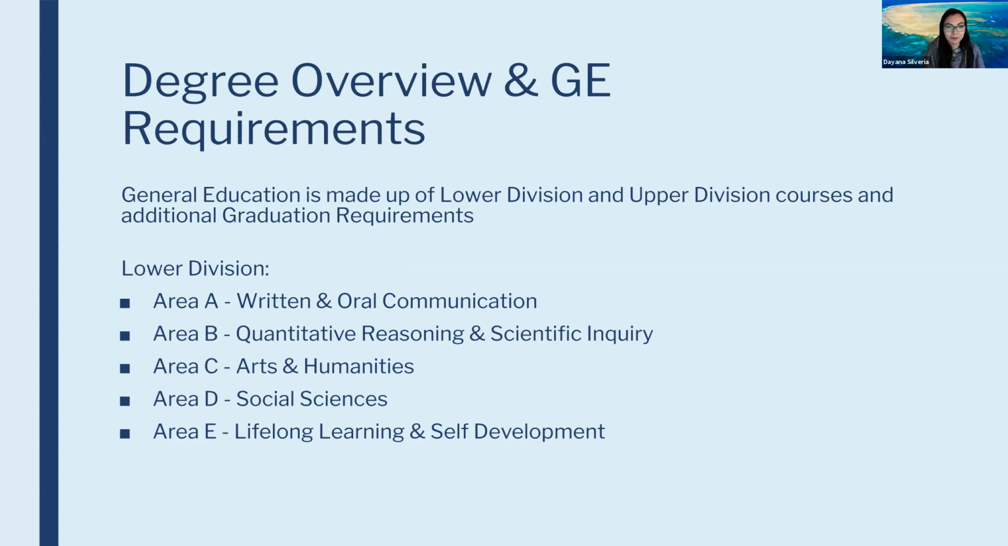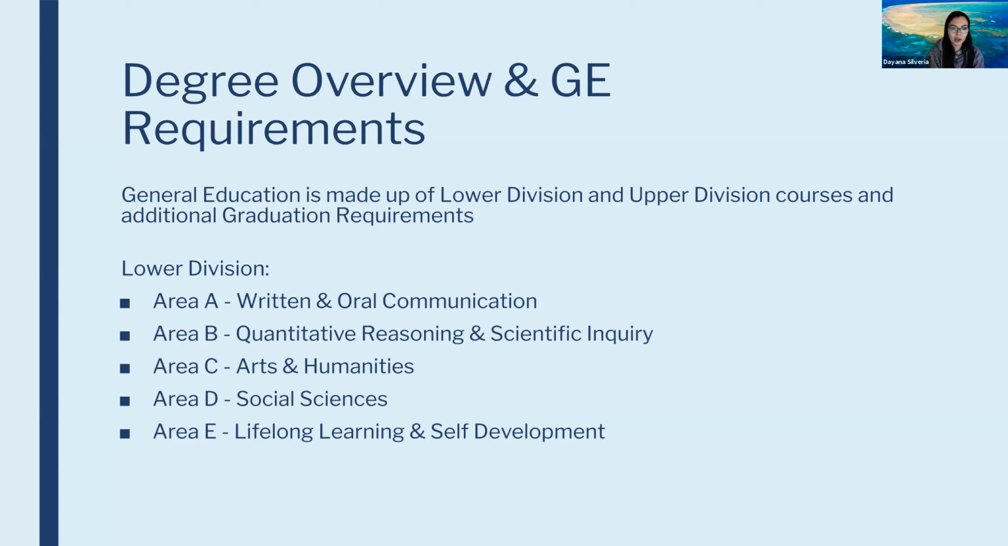Okay, so GE is made up of lower division and upper division courses and additional graduation requirements. Under lower division, there are 5 categories: area A, B, C, D, and E. Under area A, we're talking about written and oral communication. That includes your English class that you may have already been signed up for this fall. Area B is quantitative reasoning and scientific inquiry, so that is going to be your science or your math. Area C is arts and humanities, and this is going to vary.